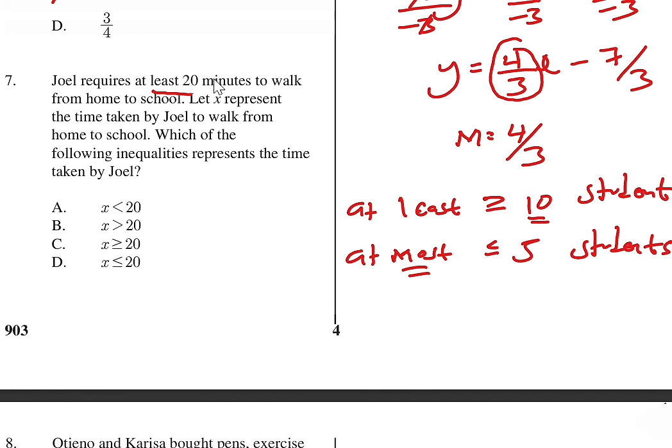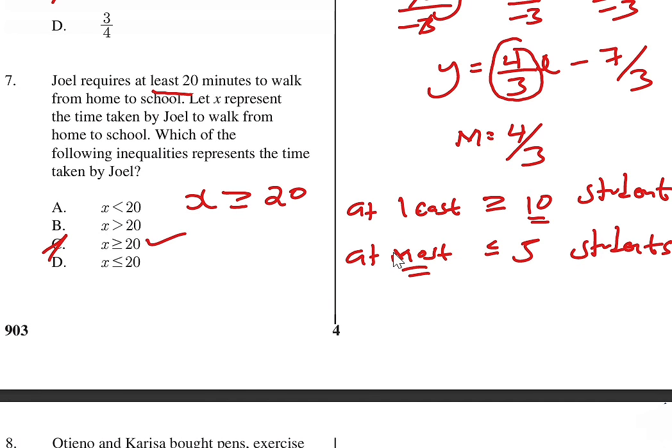So here we have at least 20 minutes and x is the time. So time will be x. At least means I take 20 minutes and continue. So it is greater or equal to 20. And therefore the answer is C. For number 7, the answer is C.